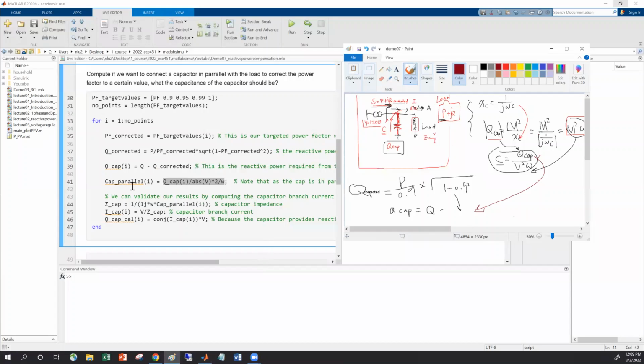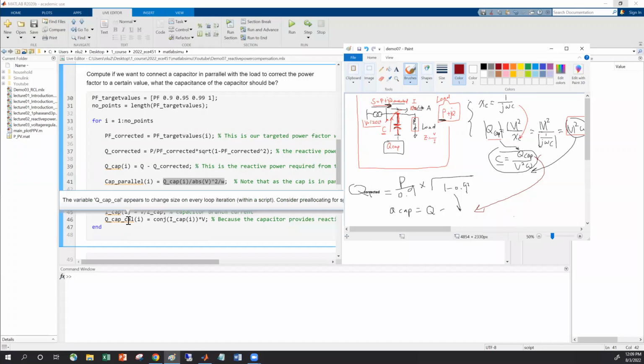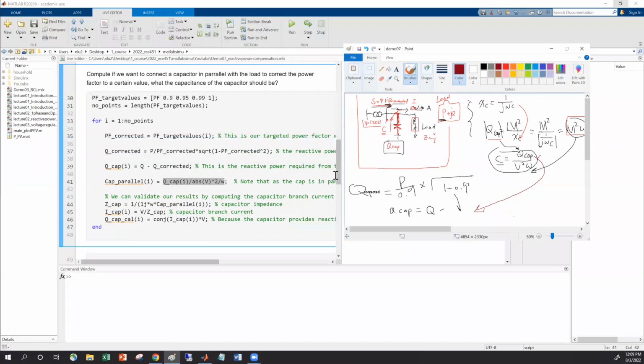So once we calculate that, you can do another round of verification. You simply use this capacitance, so this 1 divided by j times omega times C, and then you use V divided by this Z cap. That will be the current flowing through the capacitor, and then you can use the conjugate of the I cap times the V to see if the value you calculated equals the Q cap you need. Okay, so this is how you do one iteration. And then when this iterates to the third value, we will compute the capacitance needed for correcting the power factor to 0.95.